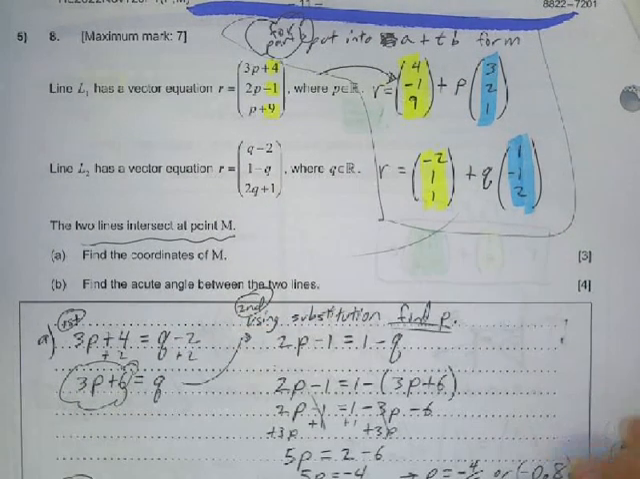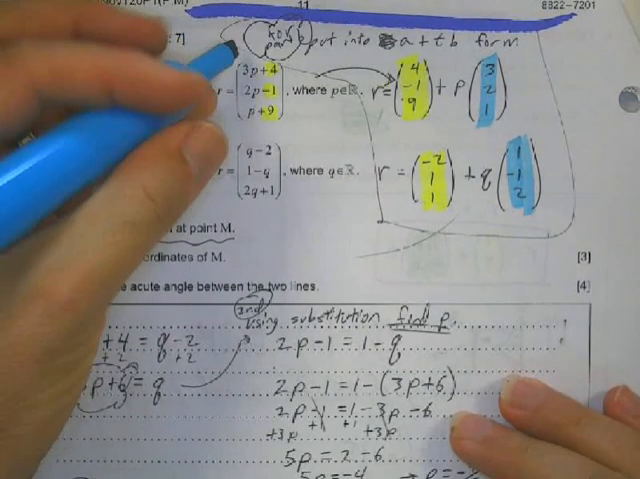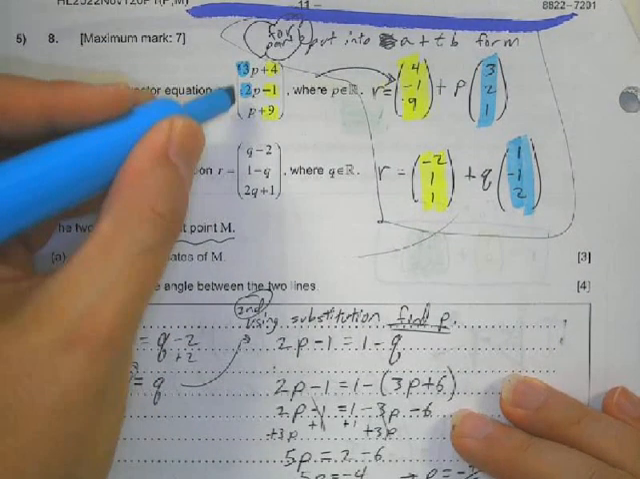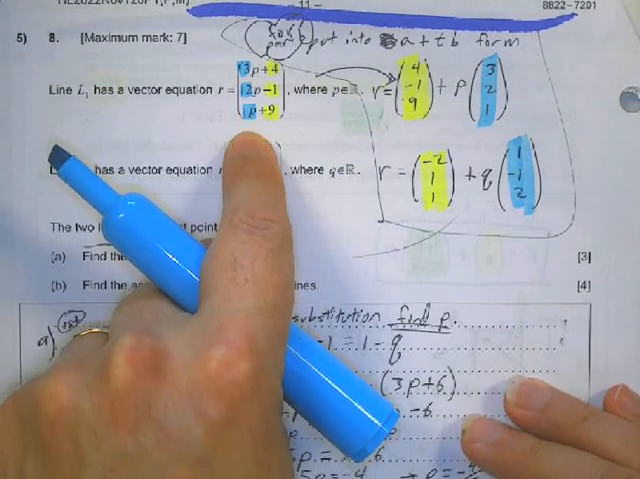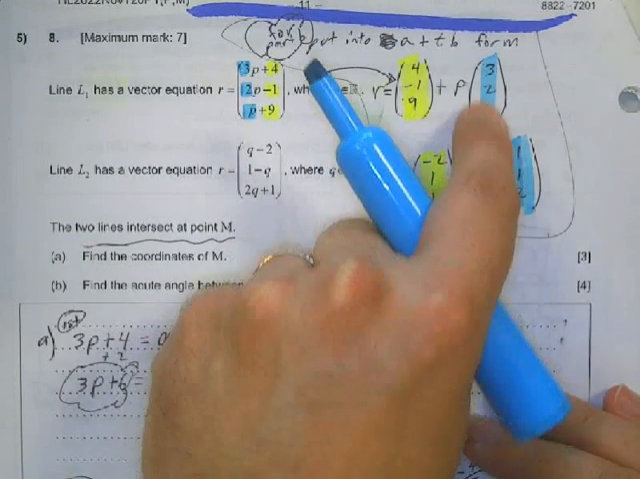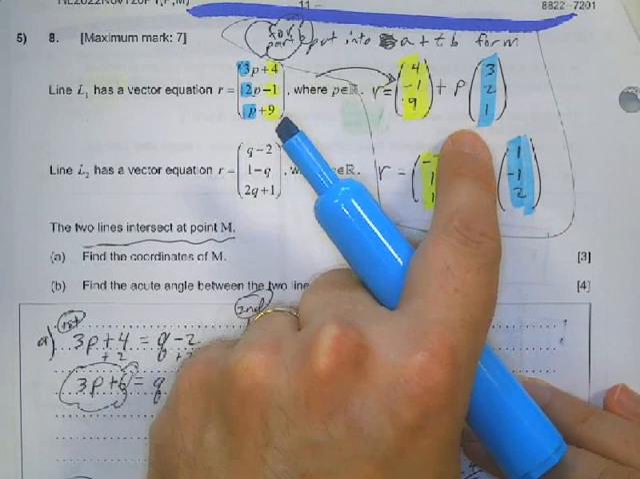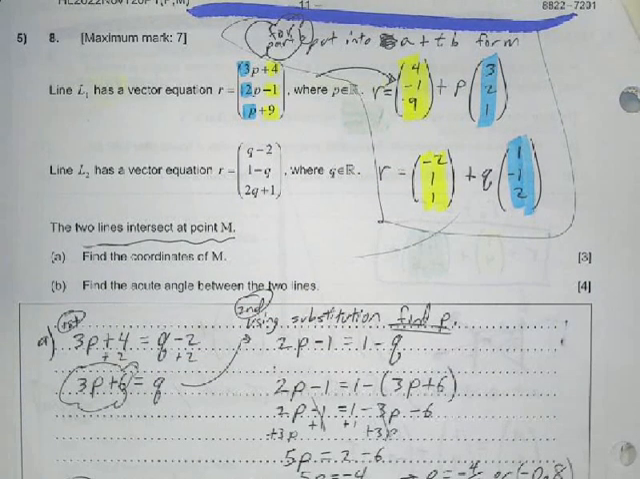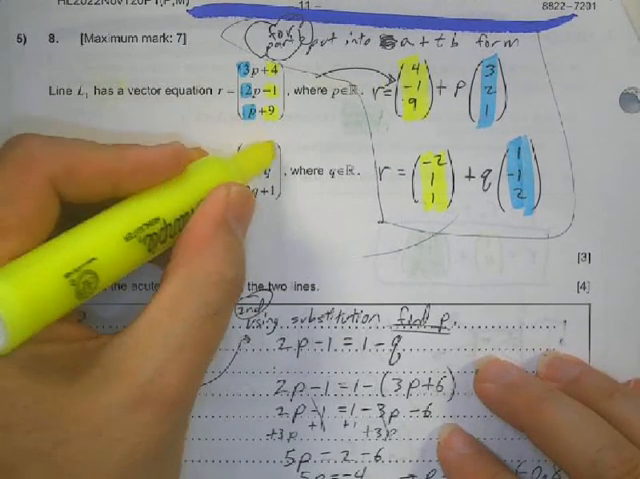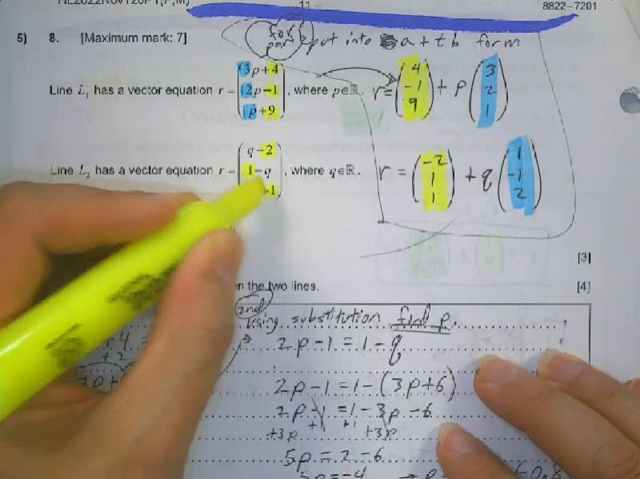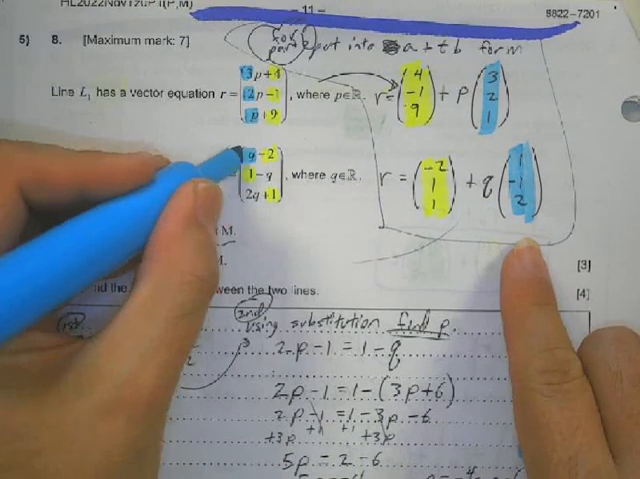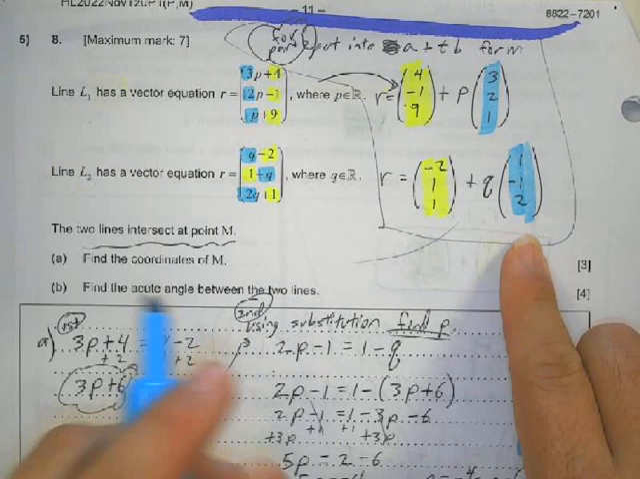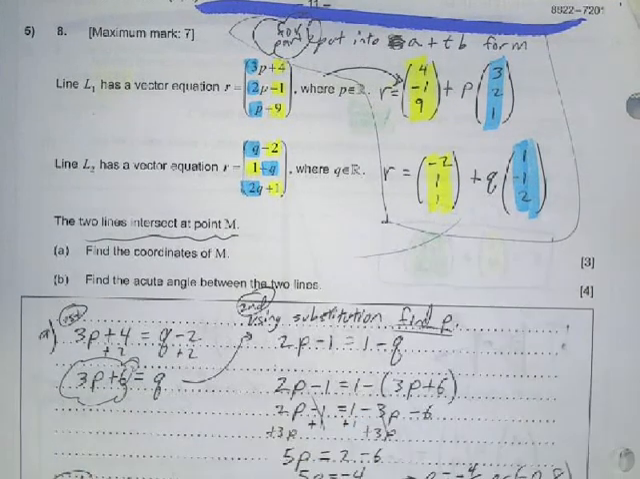So these values that are multiplied by p are going to help me figure out the direction vector, because p changes over time. So anything with a p tells me where on the line I am going in that direction. Same thing with this other one, the -2, the 1 helps me with the direction vector, and q, -q, and 2 is going to help me get the direction vector. Okay, let's get started. Find the coordinates of M.